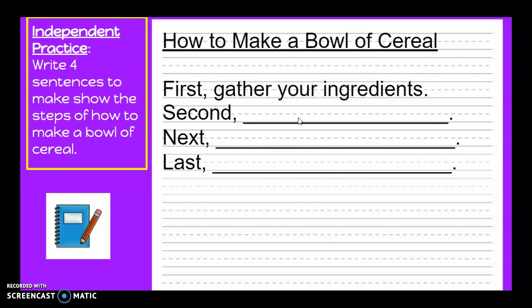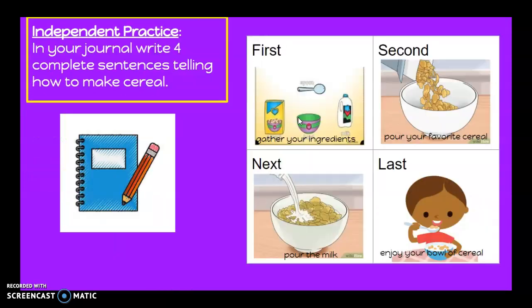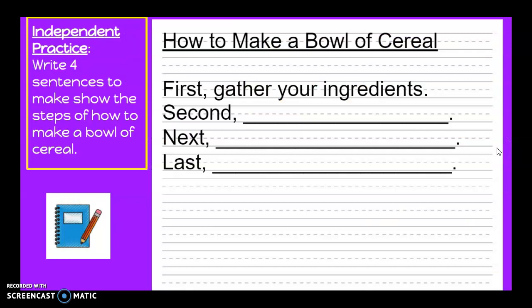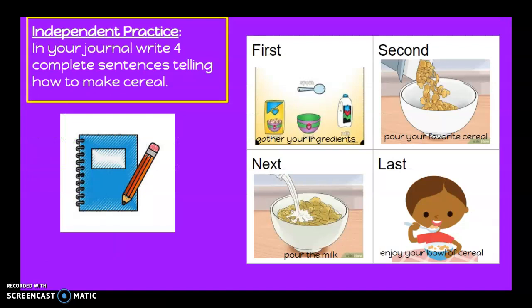If you don't remember, guess what? You can go back to this slide and look and see what it says to do second. Pour your favorite cereal. Oop, too far. Next, what do you do next after you pour the cereal in the bowl? That's right, you pour the milk. If you don't remember, where can you go? Back here.